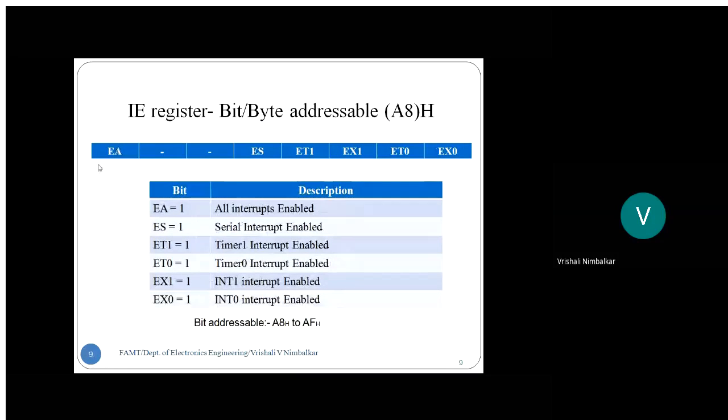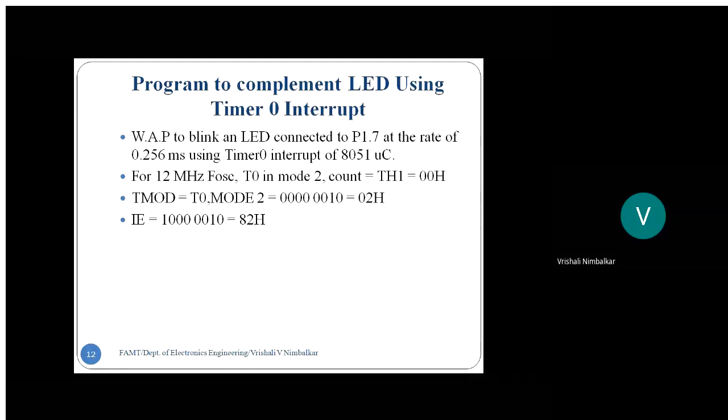Here I'm showing the interrupt enable register. Which interrupt do I need to enable? Timer 0, so the second bit should be set and the master enable bit should be set. So the control word is 1 0 0 0 0 0 1 0, which comes as 82 hex. Now we have initialized the timer, we have loaded the count, we have enabled the interrupts. We need to start timer 0.